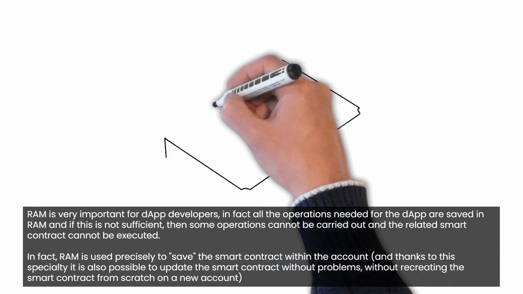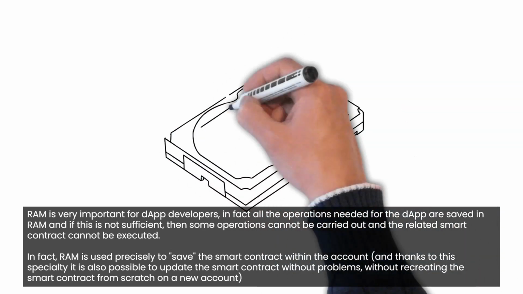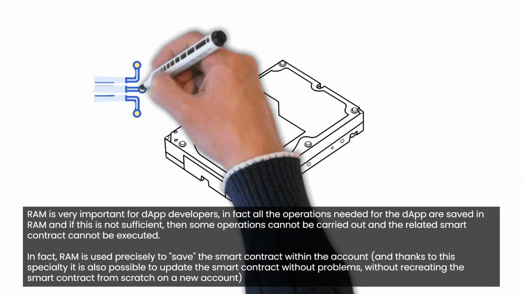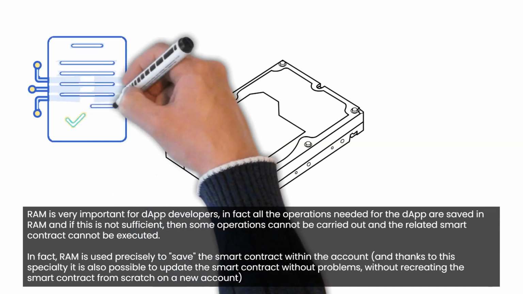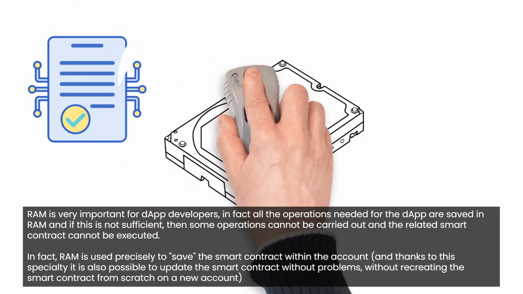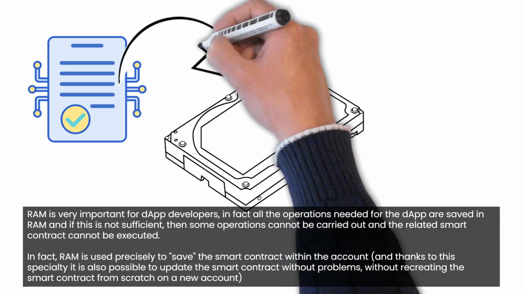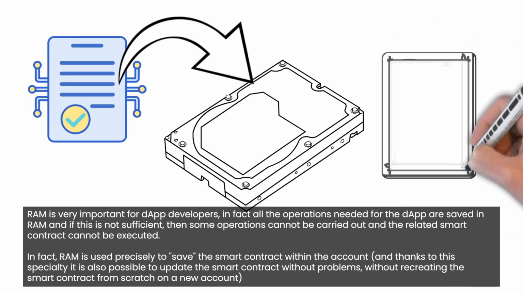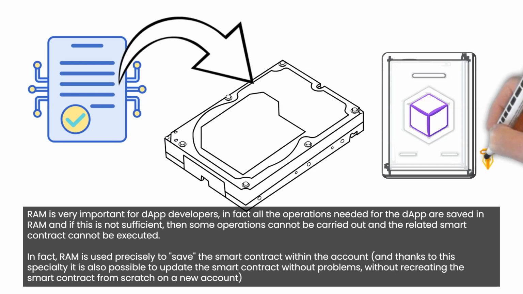RAM is very important for dApp developers. In fact, all the operations needed for the dApp are saved in RAM, and if this is not sufficient, then some operations cannot be carried out and the related smart contract cannot be executed. In fact, RAM is used precisely to save the smart contract within the account, and thanks to this it is also possible to update the smart contract without problems, without recreating the smart contract from scratch on a new account.